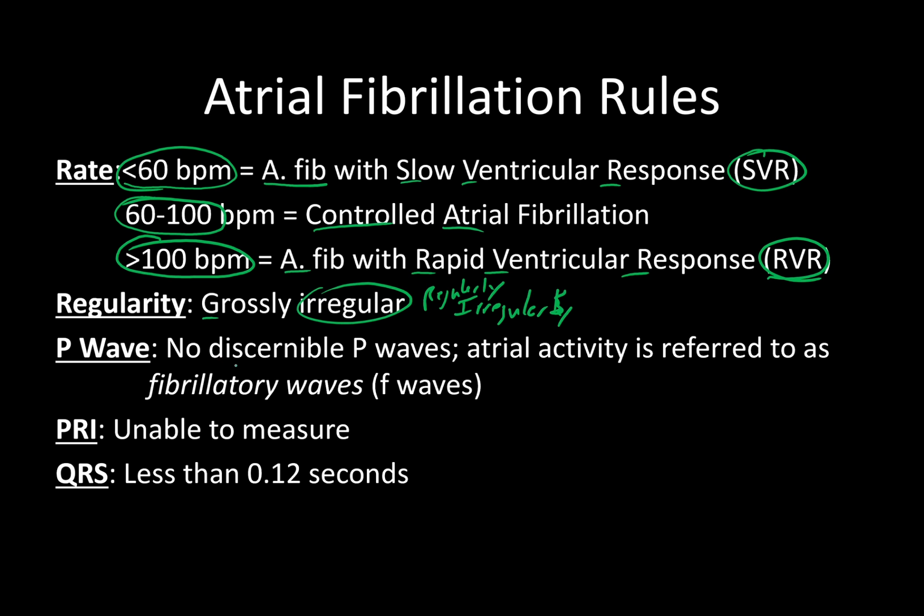No discernible P waves. You shouldn't be able to see any. If anything pops up, it's going to be these fibrillatory or F waves. If you don't have P waves, you can't measure a PRI, but your QRSs should all look just fine.